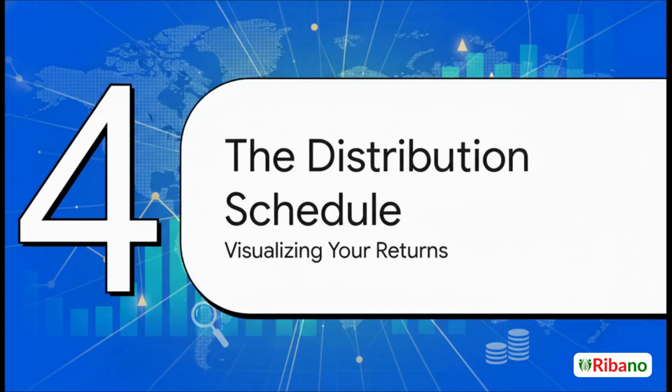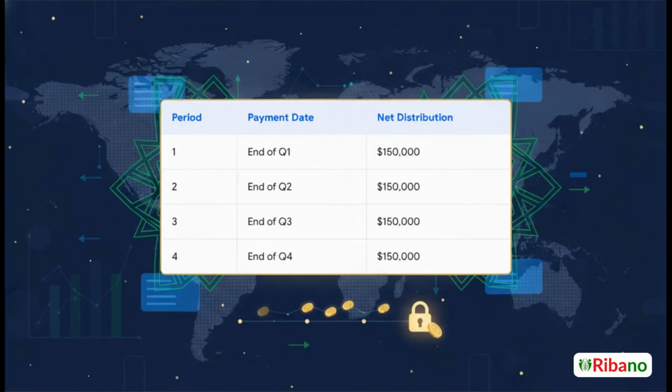So what happens when you take these individual payments and map them out over the whole life of the investment? Well, you get a really clear, predictable distribution schedule. Let's actually visualize what your returns look like. And here's what that looks like in practice. Let's say you have a 1-year sukuk with a $5 million principal and a 12% annual rate, paid quarterly. What's the result? A consistent, totally predictable payment of $150,000 every single quarter. You know exactly what to expect and exactly when it's coming.